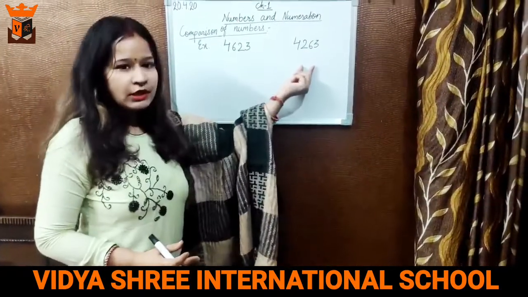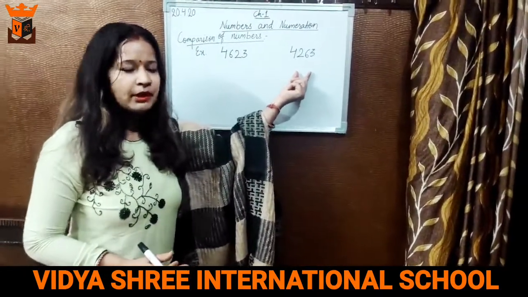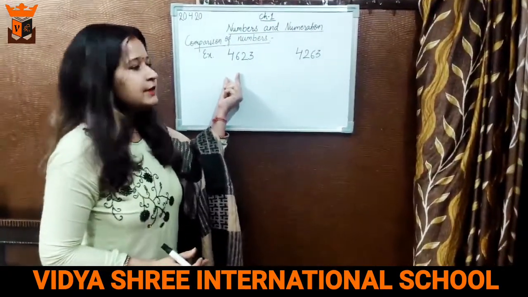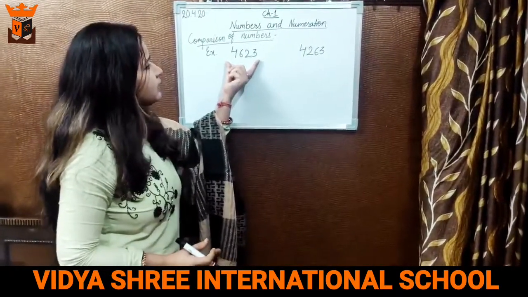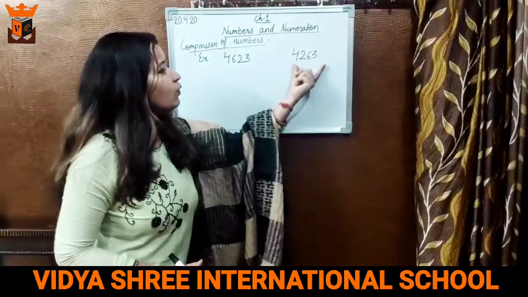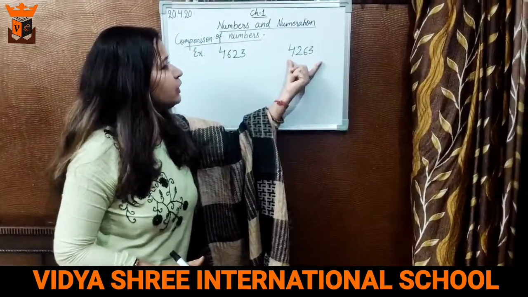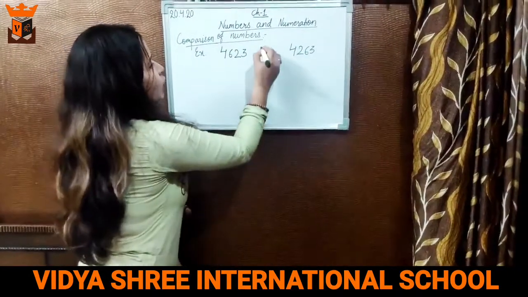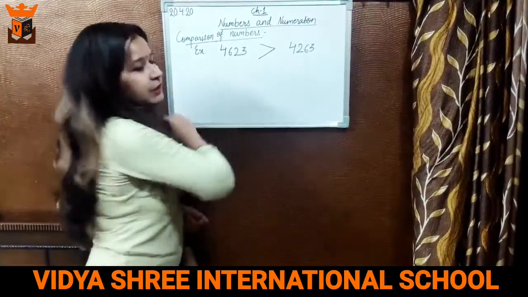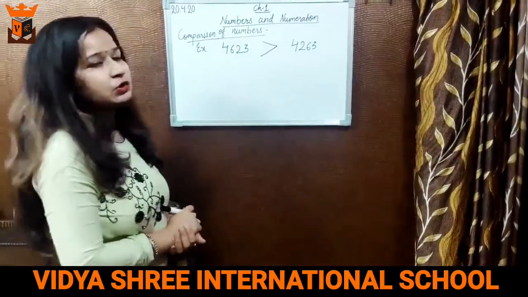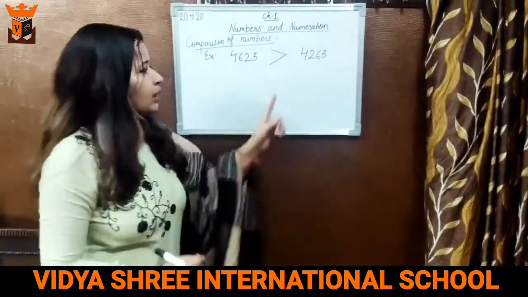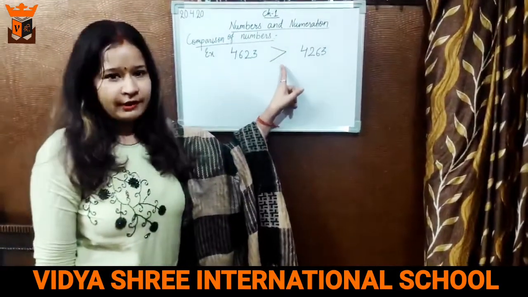So this sign will judge which number is bigger and which number is smaller. Simply, the numbers are 4623 and 4263. In between, 4623 is bigger than 4263. This is the sign of greater than.